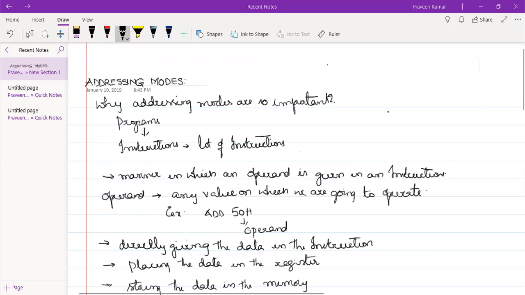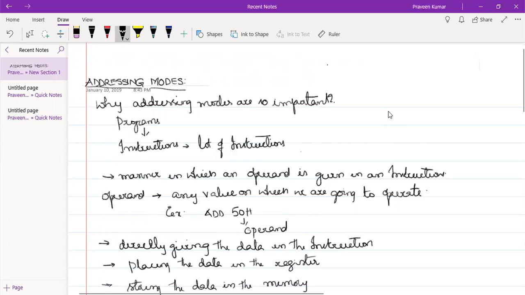Today we are going to discuss a topic called addressing modes. Before going to the addressing modes, we have to see why addressing modes are so important. All the programs that we have been writing in microprocessors, and it is also very important for computer architecture. So we are writing a lot of programs.